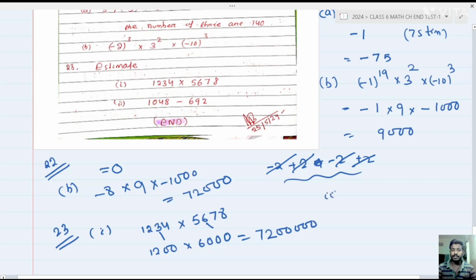Now next question number II, that is 1048 minus 692. So 1000 minus 700. So answer is 300.